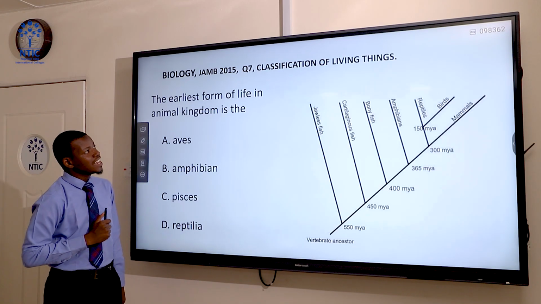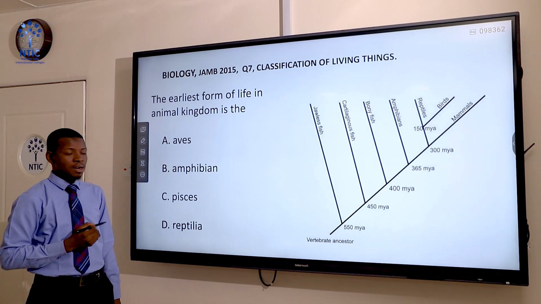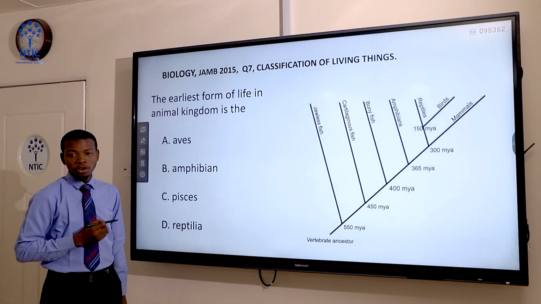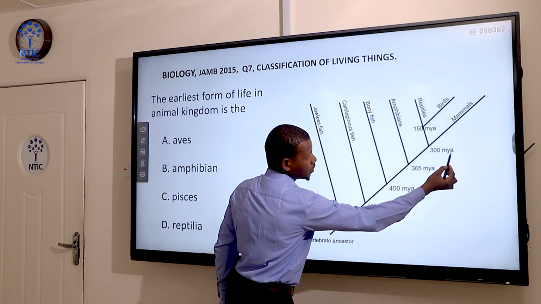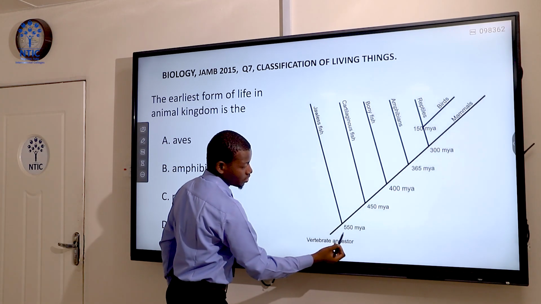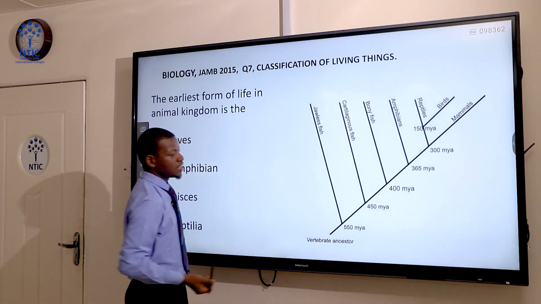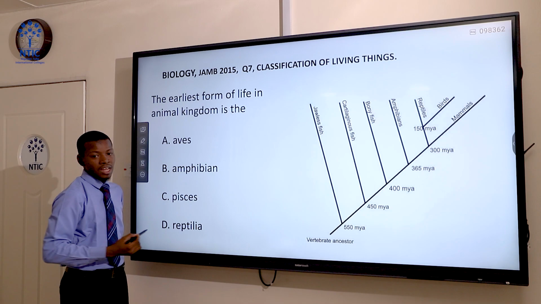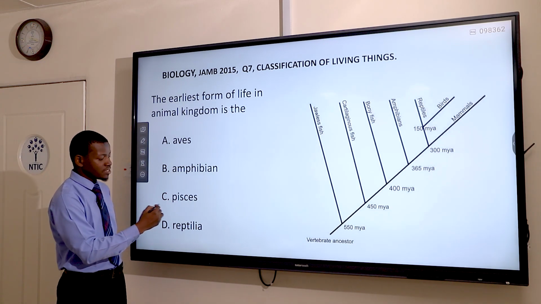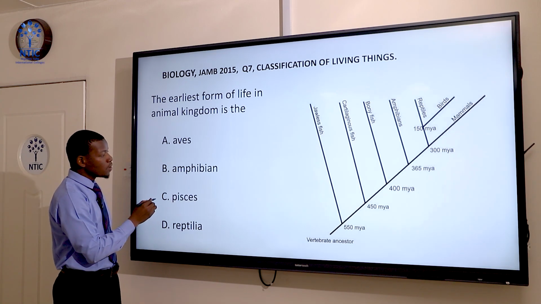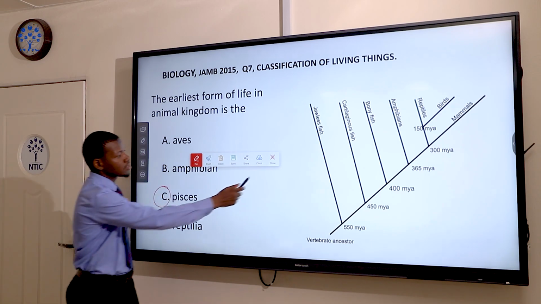Question 7. The earliest form of life in the animal kingdom is the option A, apes, option B, amphibians, option C, Pisces, and option D, reptilia. Now, when we come to this diagram, MYA means million years ago. So if you come down, this is the oldest, 550 million years ago. And we have the fish to be the oldest. Apes stands for bird, amphibians stands for frog, and Pisces is the one that represents fishes. So here, the earliest kingdom is Pisces.